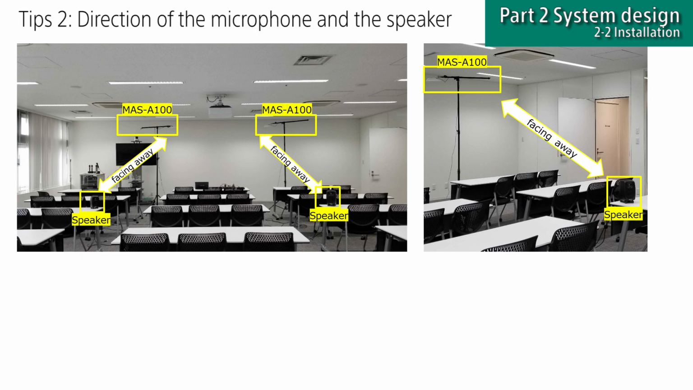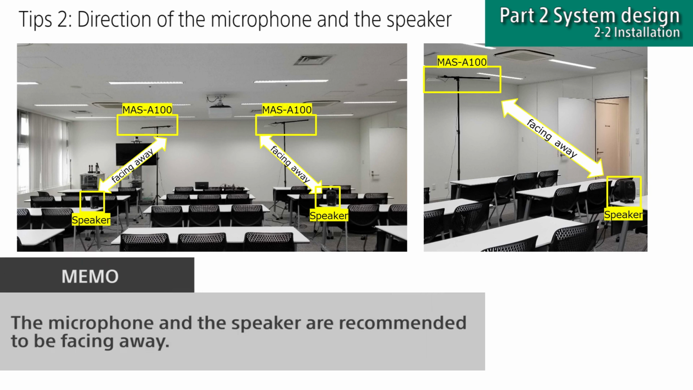Number 2, direction of the microphone and the speaker. The microphone and speakers are recommended to be facing away. If speakers are already mounted on the teaching display wall and the distance between microphone and speaker is less than 3 meters, we would recommend to move the speakers so that they are facing away from the beamforming microphone to get the best results for speech reinforcement.